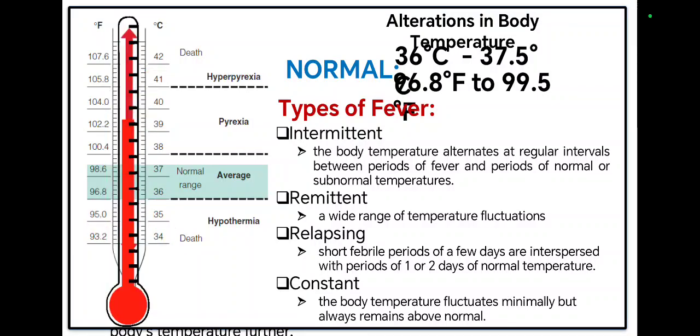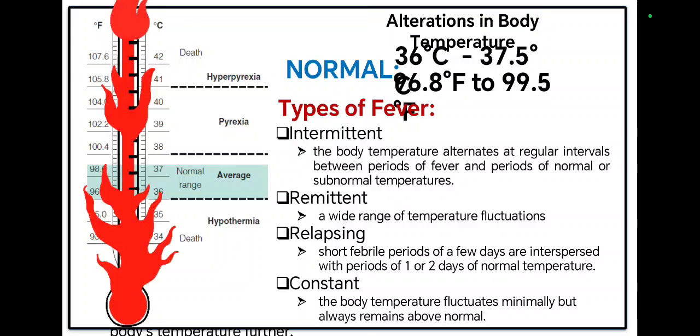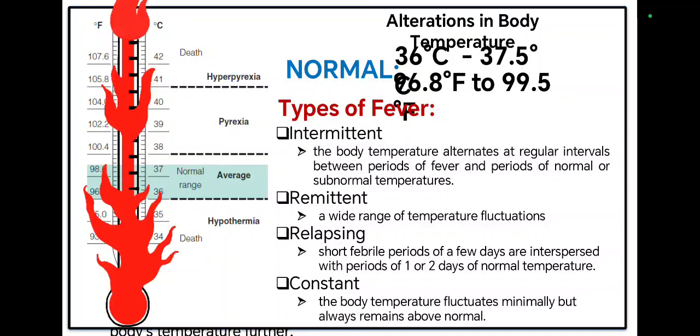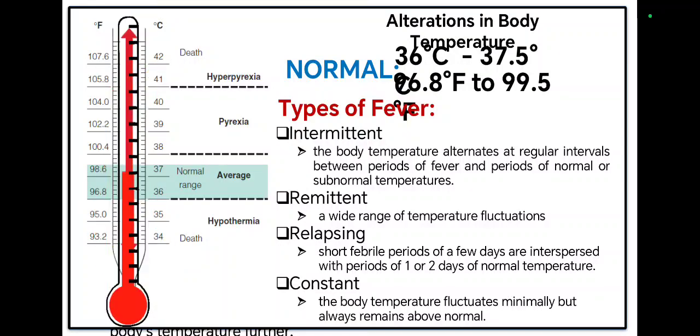Now, for the remittent fever, it has a wide range of temperature fluctuation. It may go back to the normal. However, the difference or the fluctuation from the normal to the abnormal is really wide compared to your intermittent fever.